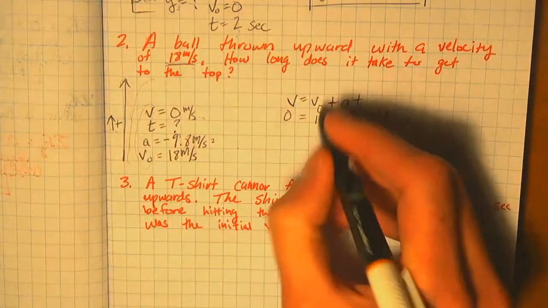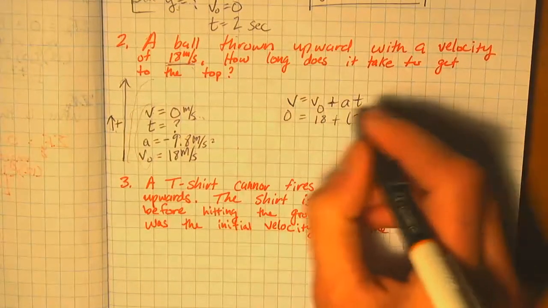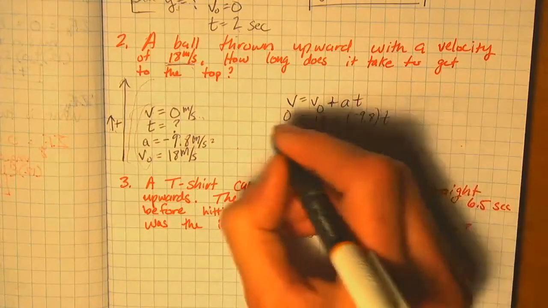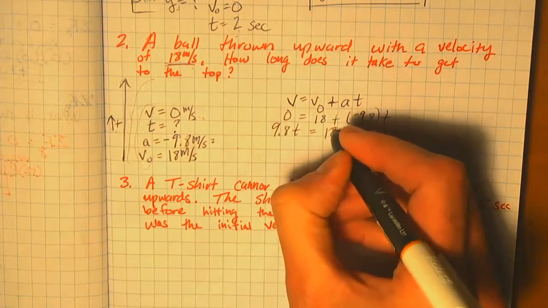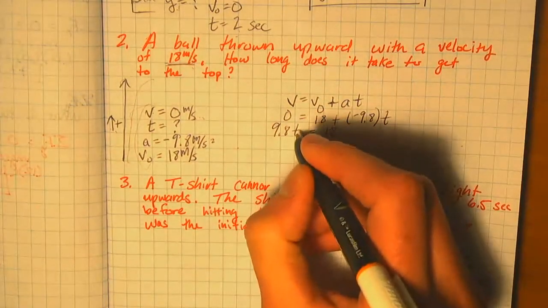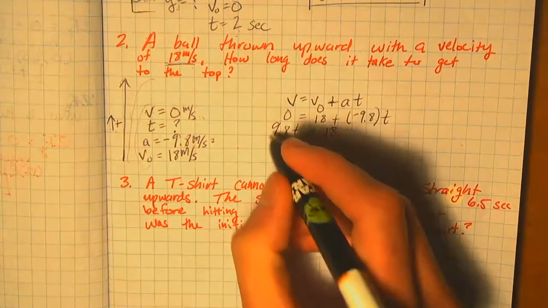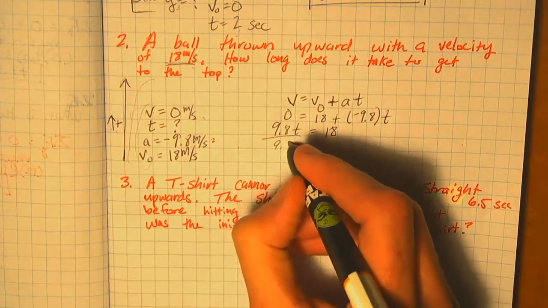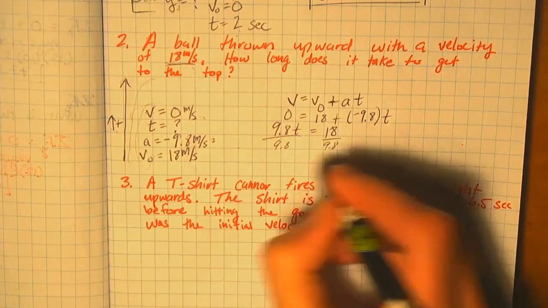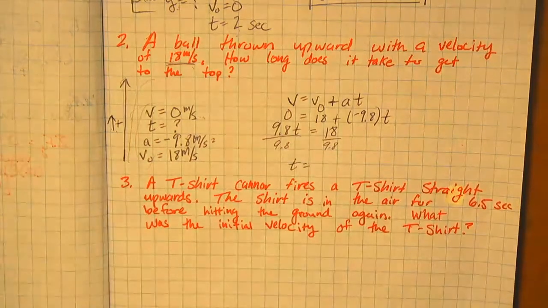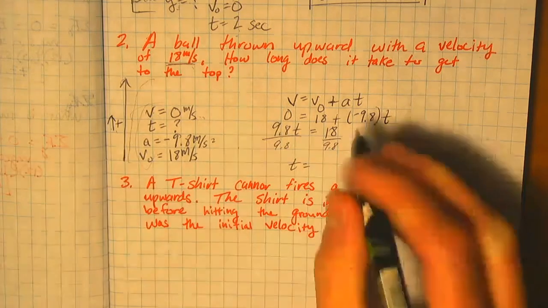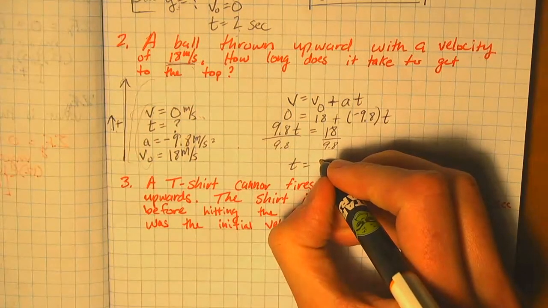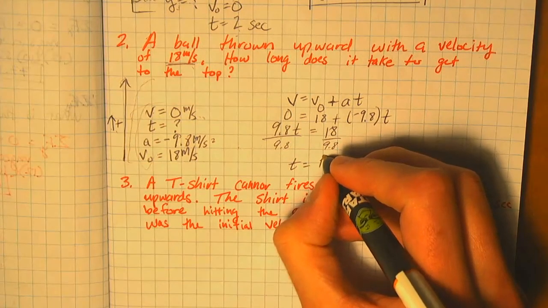So move that to the other side. Actually, let's move the 9.8t to the other side. So you're going to get 9.8t is equal to 18. Divide by 9.8. So that's going to be 18 over 9.8, and that is going to be 1.8.